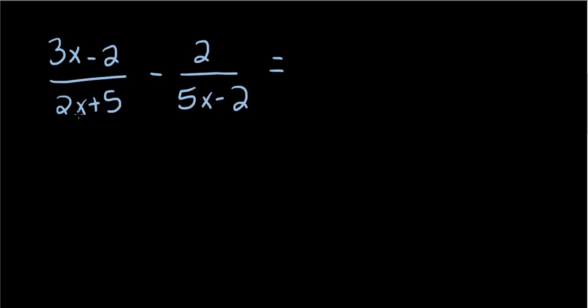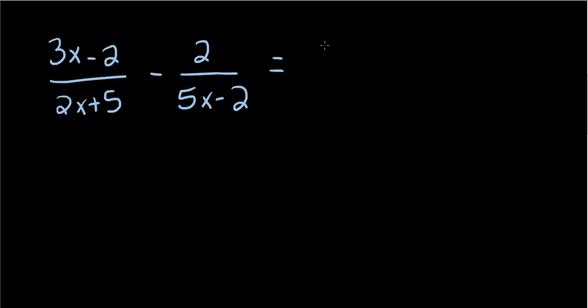If you notice, there's nothing in common amongst these two. So what does that mean? Well, it means that the common denominator is going to be the product of this one times this one. So it means that I'm going to multiply the first term by this denominator and the second term by this denominator. So let's go ahead and do that.